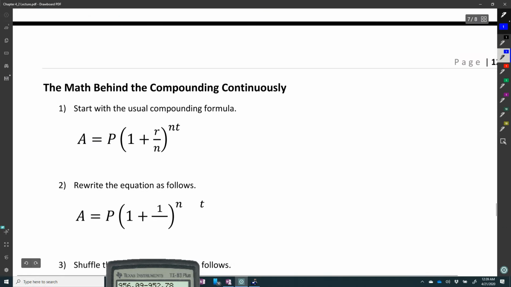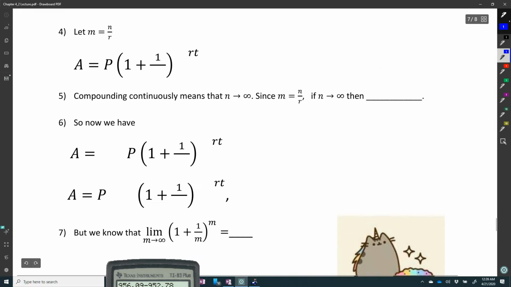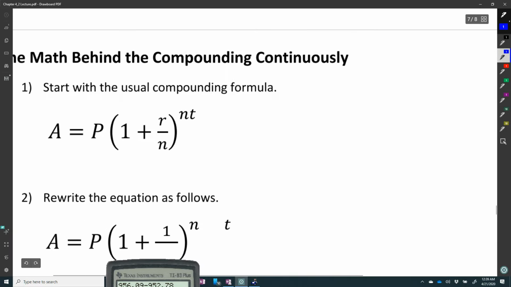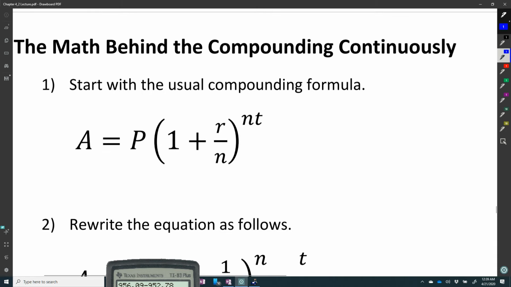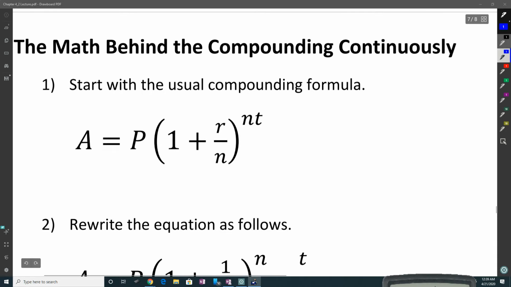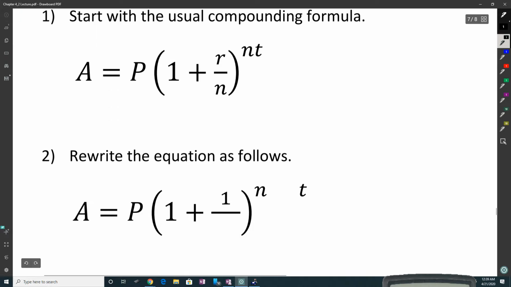All right, almost done. Last 2 pages. So there is another formula called compounded continuously. And the nerd in me just doesn't want to give you the formula. I want to show you how it's created. So what they do is you have this formula, but it turns out that r over n is the same thing as 1 over n over r. And just to show you, I'm going to multiply by r on the top and the bottom.